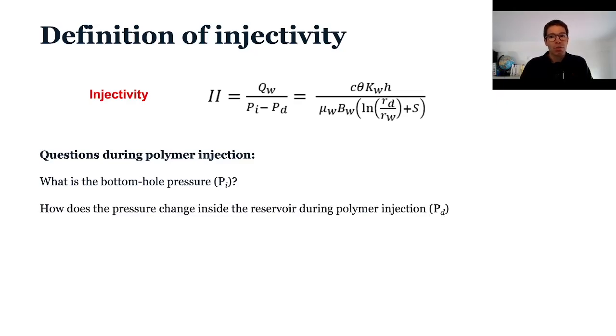So how does the pressure change inside the reservoir during polymer injection? It's something that is difficult to answer, but you will have to monitor closely over time. Then what is the effective permeability to water, which is also something that sometimes we don't really understand well, that will impact especially the real perm, the effective mobility ratio, and what we need as a target viscosity.